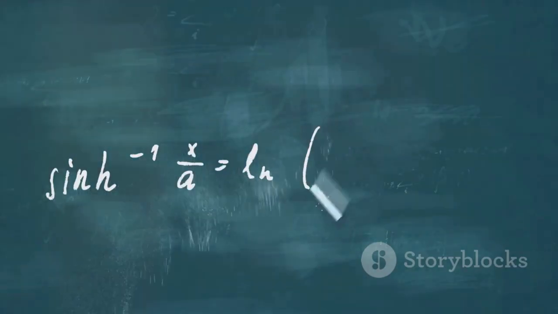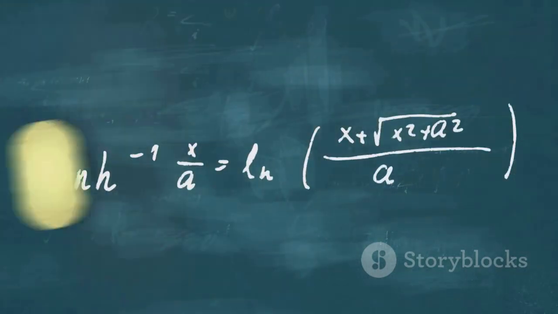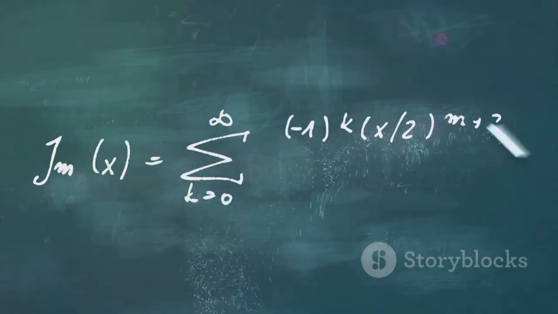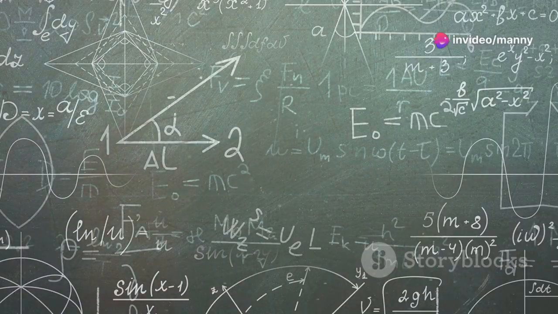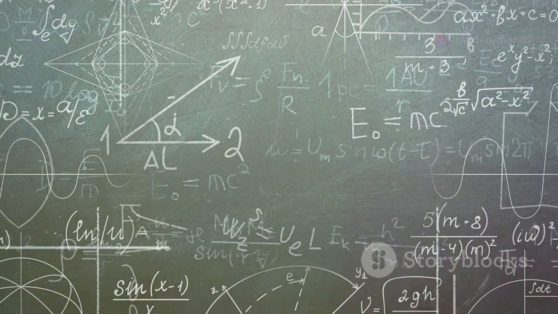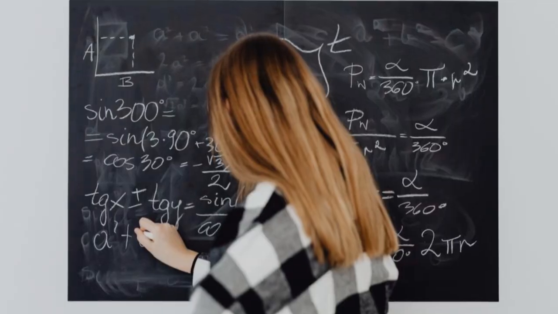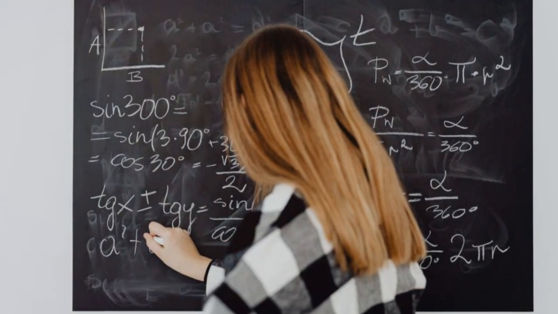One basic identity is sin squared theta plus cos squared theta equals 1. This is called the Pythagorean identity. It's true for any angle theta. Another useful identity is tan theta equals sin theta divided by cos theta. This relates tangent to sine and cosine. These identities come from the definitions of trig functions.